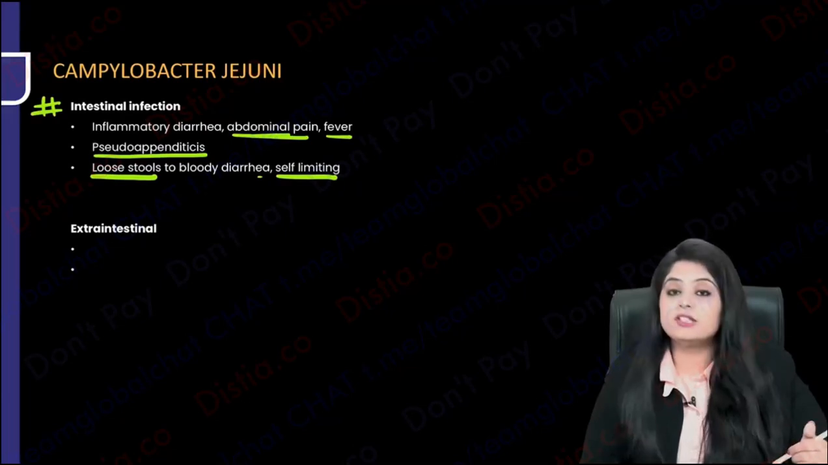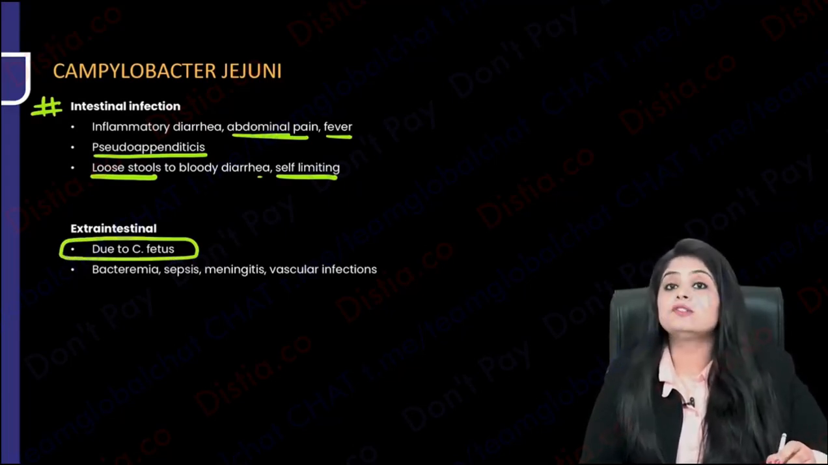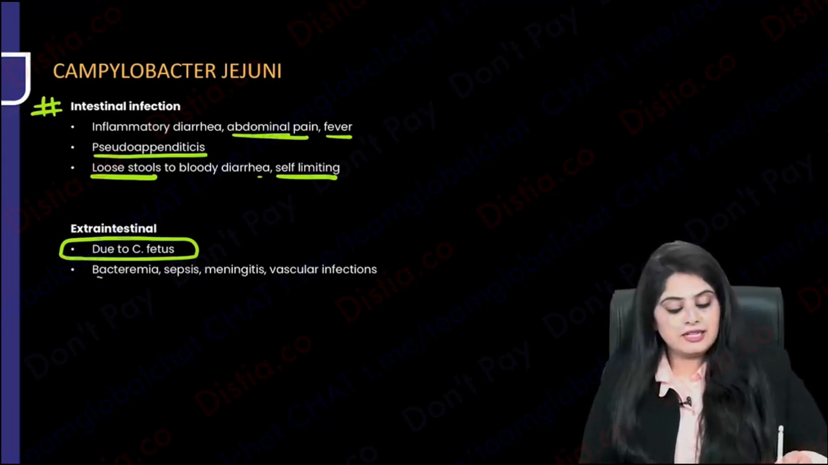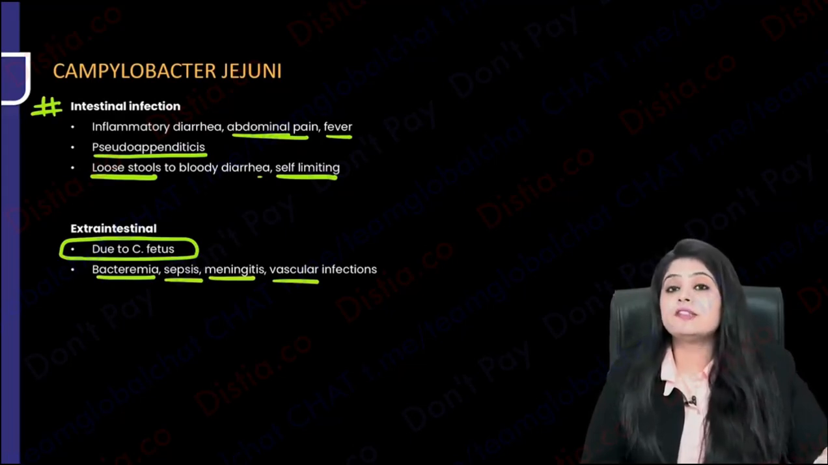But there is also, all this was Campylobacter jejuni. Please note, there is something known as Campylobacter fetus, and that can cause all septicemia features. That is bacteremia, meningitis. It can go in different organs. It can cause all sepsis wala features.